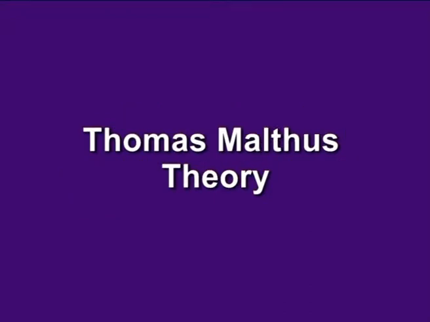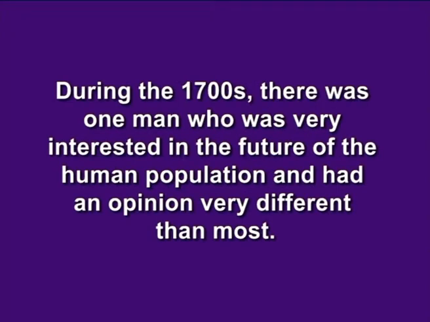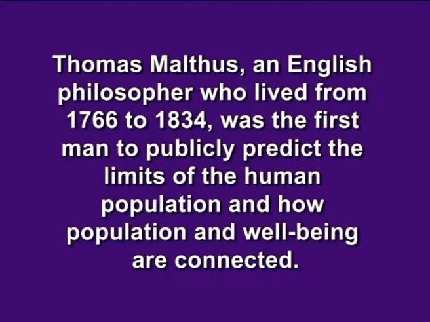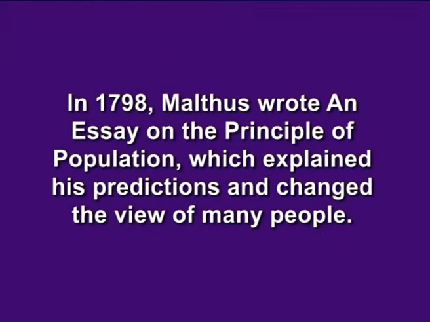Next, Thomas Malthus's theory. During the 1700s, there was one man who was very interested in the future of human population and had an opinion very different than most. Thomas Malthus, an English philosopher who lived from 1766 to 1834, was the first man to publicly predict the limits of the human population and how population and well-being are connected. In 1798, Malthus wrote An Essay on the Principle of Population, which explained his predictions and changed the view of many people.